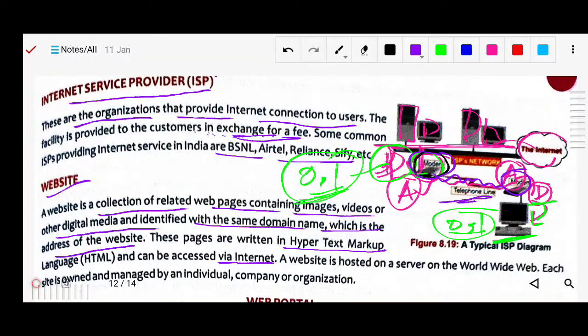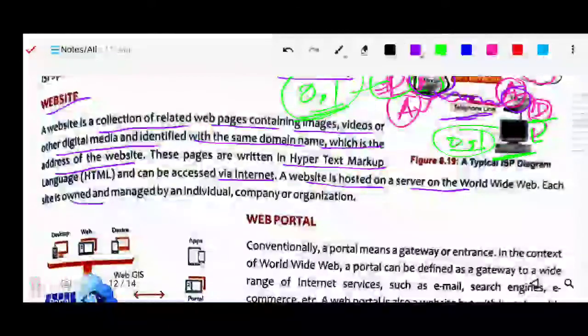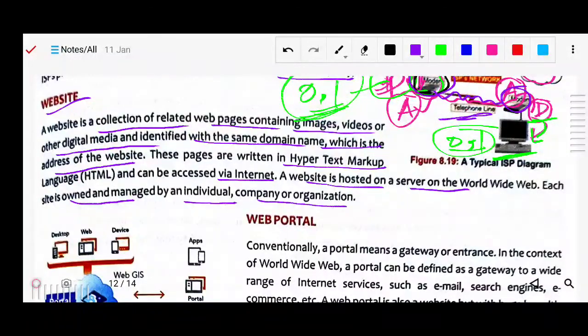Okay, a website is hosted on a server on the World Wide Web. Each site is owned and managed by an individual or a company. So as you know, websites are owned by some individual or company. So this is made by some company or some individual person. So that is your website, and its pages are written in the markup language.